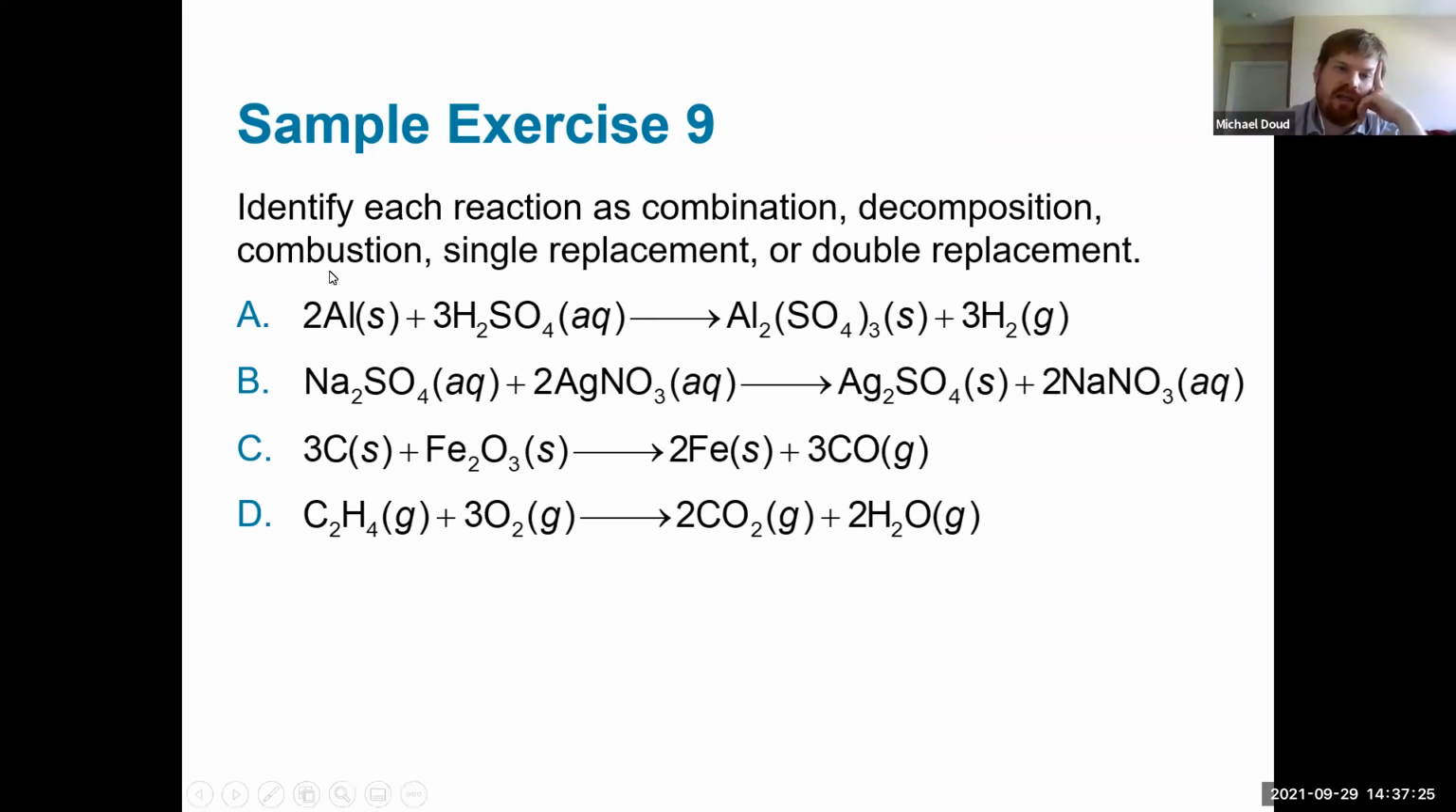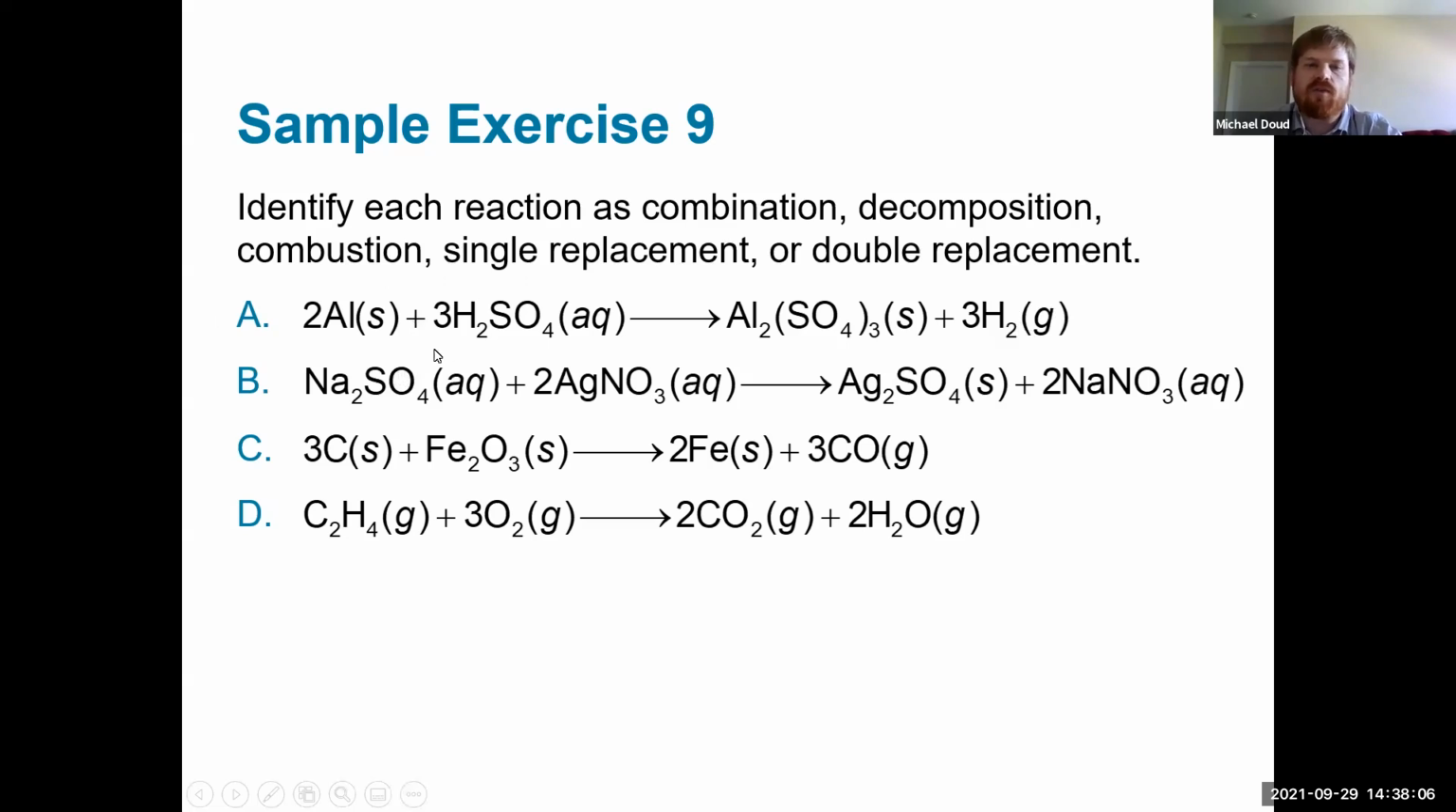First up, we have A. Now, A has an element, aluminum, reacting with a compound, sulfuric acid. And then what happens is you form aluminum sulfate and hydrogen gas. So which one does this look like? Well, it looks to me like aluminum is cutting into the hydrogen sulfate or sulfuric acid and forming aluminum sulfate, and that's replacing hydrogen, which is being formed as an element. So that would be a single replacement reaction because you just have aluminum cutting in, forming a new compound, and leaving the other one as an element.